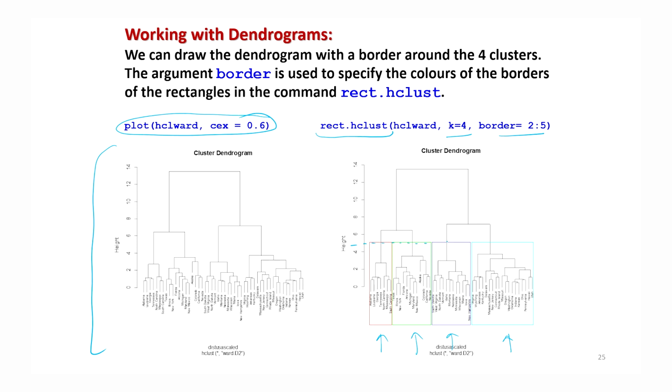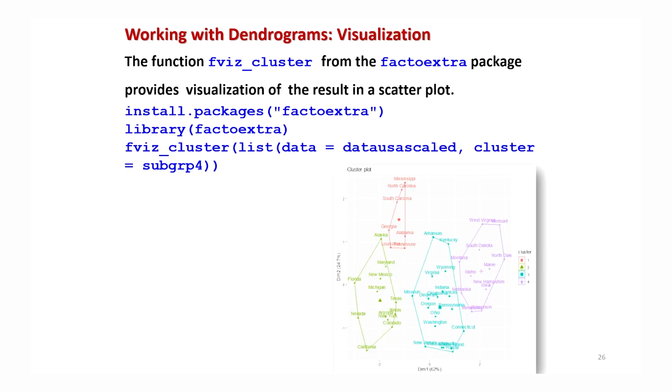It means you wanted to make a line like this one, but now these boxes have been created so that you can know which units belong to these clusters. You can see this is one cluster, this is the second cluster, this is the third cluster, and this is the fourth cluster. So the understanding becomes quite easier here.